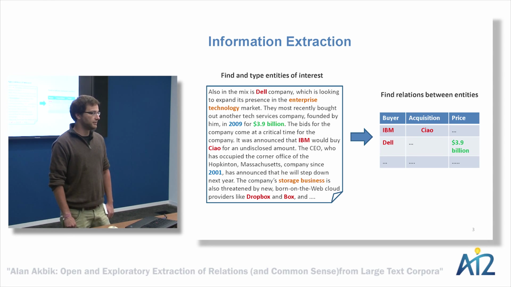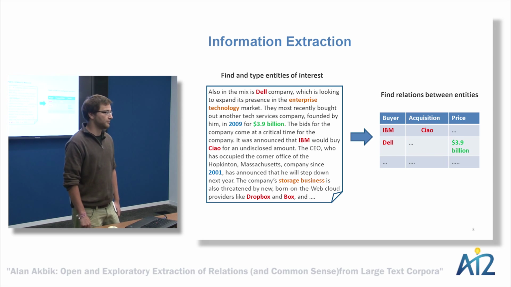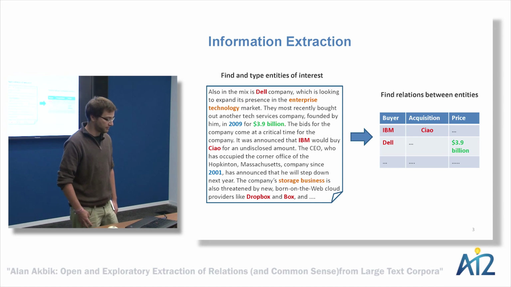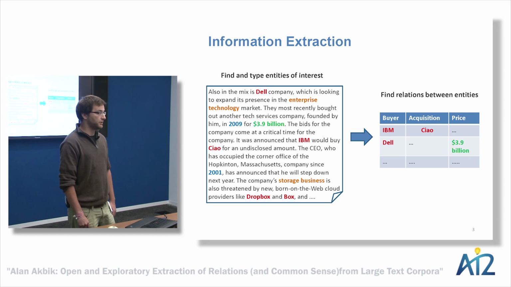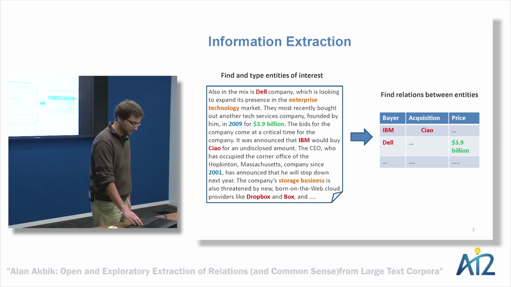So for example, we might have a customer who's interested in monitoring the business activities of companies. So you might be interested in knowing which company acquired which other company, for how much money, and so forth. And the task of information extraction basically is to gather this information from a lot of text. And the nice thing is that if we have a good system, we could potentially gather this information from large parts of the web. So this would be a good information base.